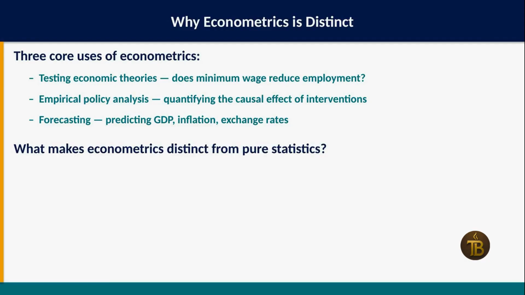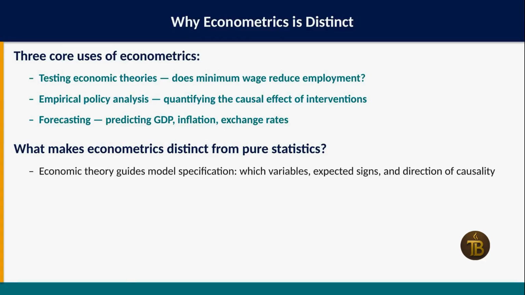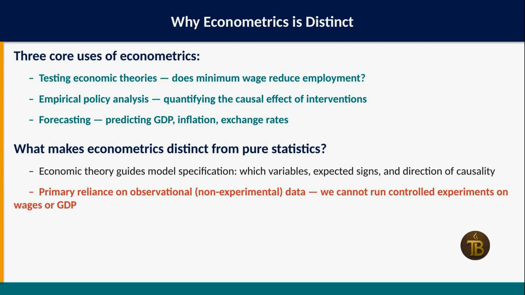So what actually separates econometrics from pure statistics? There are 2 key differences. First, economic theory guides the model itself. It tells us which variables belong in the model, what sign we expect each coefficient to have, and which way causation should run. Second, econometrics relies primarily on observational, non-experimental data. We can't run a controlled experiment on the entire economy to see what happens to wages or GDP. We have to work with the data the world happens to give us.